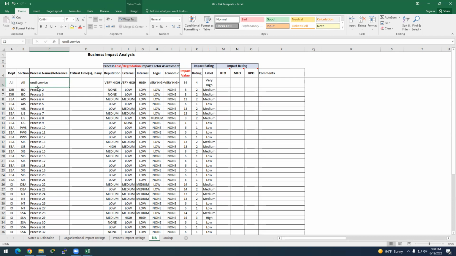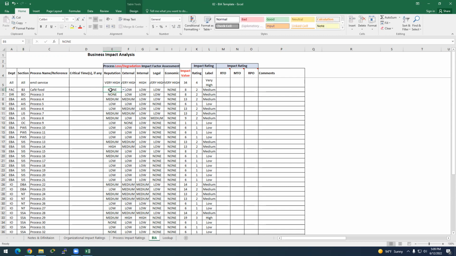One process is given there, an email service, that would be a process. A process might be the cafeteria food. Now, cafeteria food is not something that happens in the IT desk, so you would have to change the department here to be, I don't know, maybe facilities, right? Instead of whatever. I don't know what they mean by BO, but whatever that is. I'm just going to go to B3.